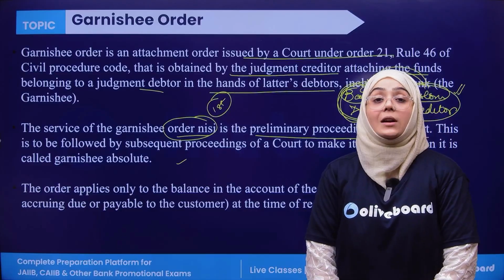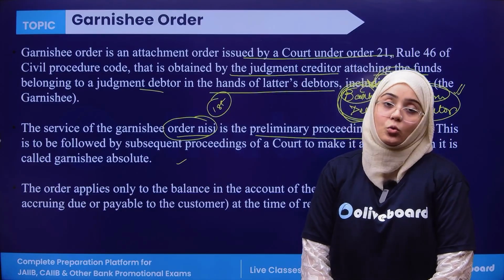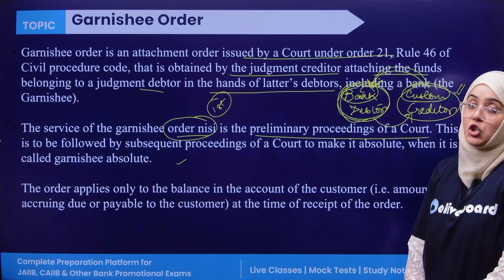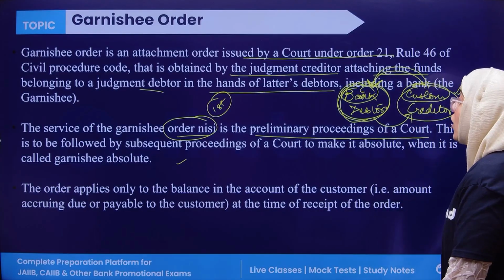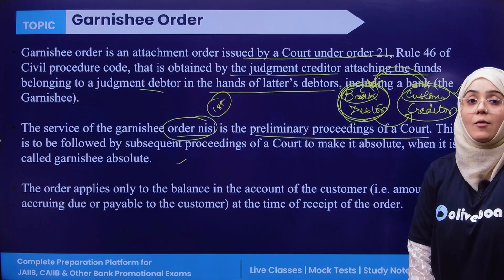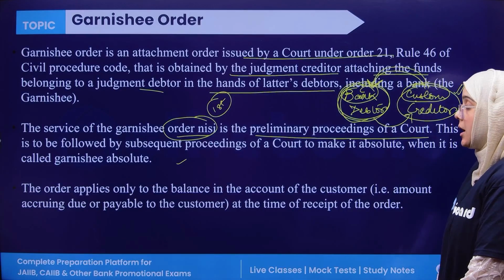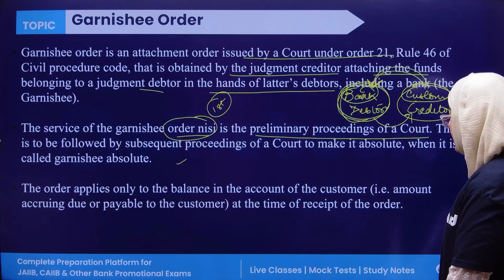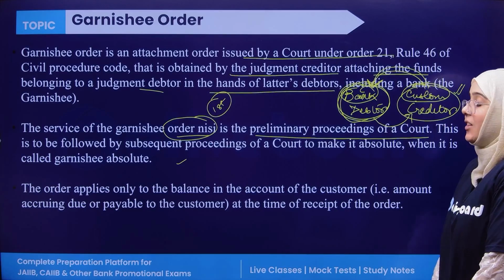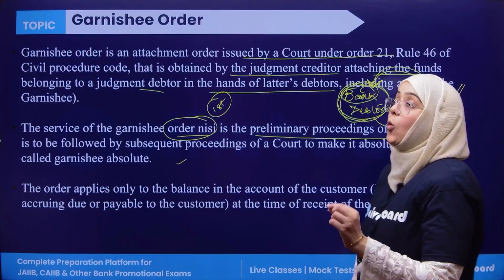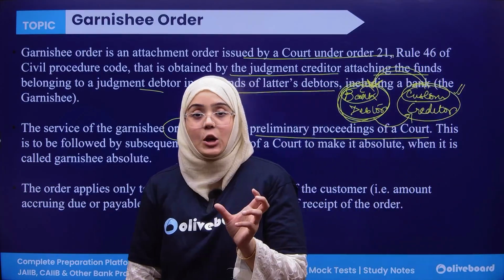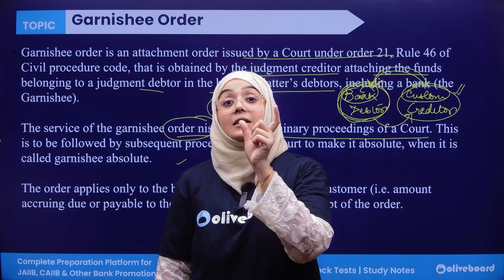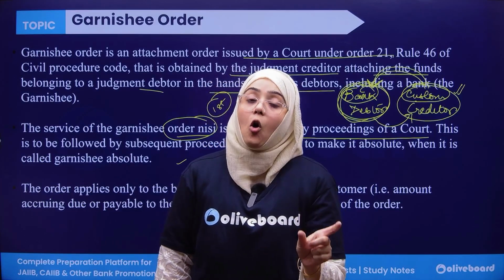First of all, there is an order nisi that is passed by the court to the bank, and after that there is a garnishee absolute which is actually ordered by the court in favor of the judgment creditor. The order applies only to the balance of the customer's account at the time of the receipt of the order. This is only for that value which is actually in the account of the customer at the date of the passing of the order.